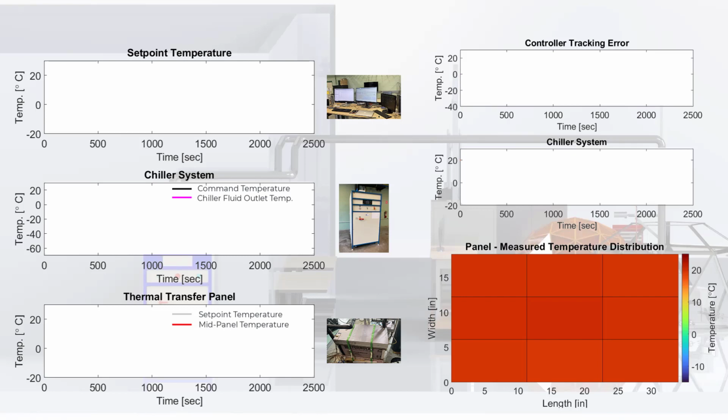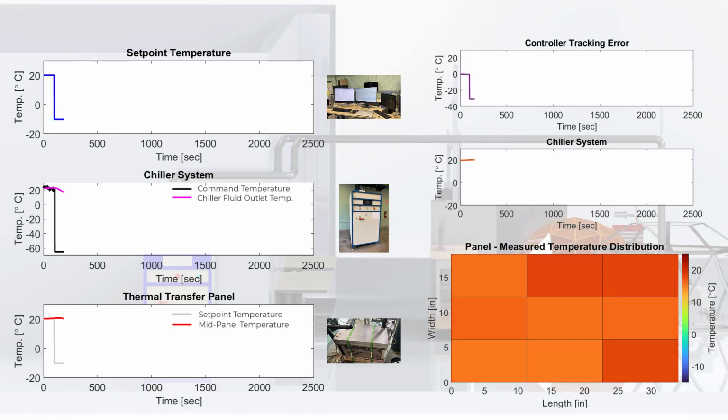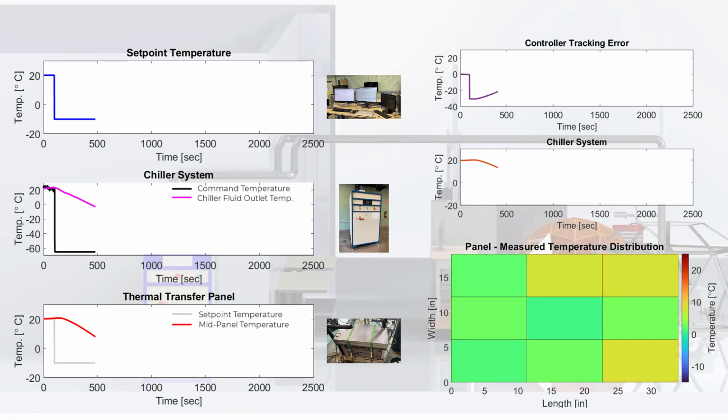For this experiment, the set point temperature is a step function initiating from an ambient temperature of 20 degrees Celsius and dropping to -10 degrees Celsius. As you may see, the command to the chiller reaches the conservative maximum cooling capacity of -65 degrees Celsius to get to the set point temperature as fast as possible. With some time lag, the thermal transfer panel starts to decrease its temperature, most effectively at mid-panel. Some convergence variability may be observed through its surface.